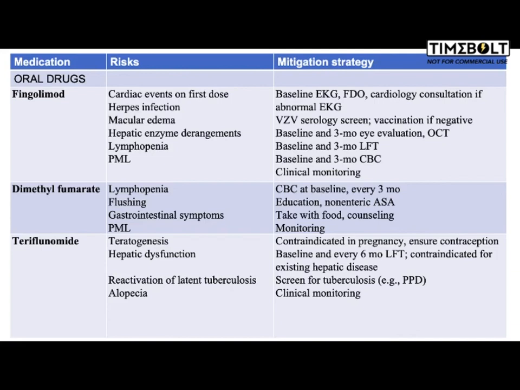Dimethyl fumarate causes lymphopenia, flushing, gastrointestinal symptoms, and progressive multifocal leukoencephalopathy; complete blood count at baseline and every 3 months. Teriflunomide causes teratogenesis, hepatic dysfunction, reactivation of latent infections, and alopecia. Baseline and every 6 months electrolytes are required. Contraception should be ensured. Screening for tuberculosis. All these are required in teriflunomide.